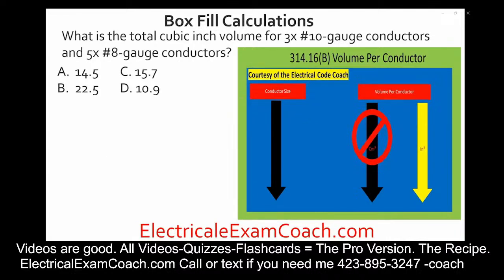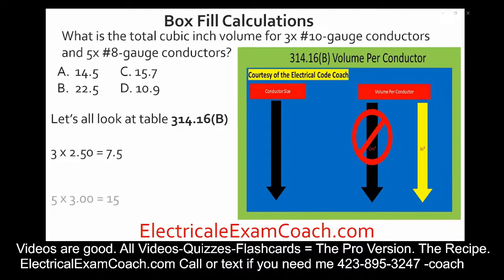What is the total cubic inch volume for 3 10-gauge conductors and 5 8-gauge conductors? We head straight to our table. We do some math here. We figure out the 10-gauge conductors. Then we figure out the 8-gauge conductors. We total those two back together, and we find that it's taking up 22.5 cubic inches, and we select B.